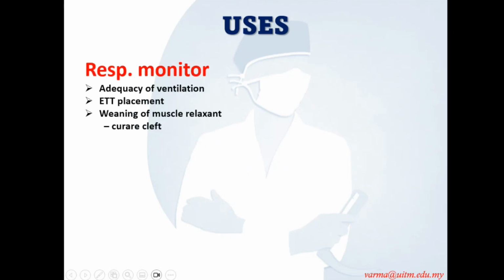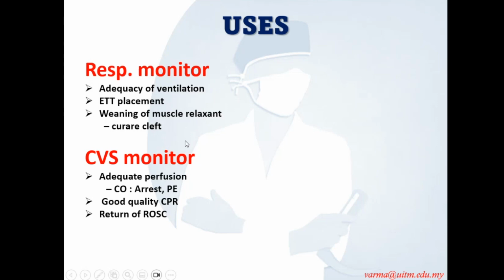So the uses: first is a respiratory monitor, adequacy of ventilation. If the EtCO2 is high, PCO2 is high, we know the patient is not getting adequate ventilation; the elimination of CO2 is not good. Next, for ETT placement, to confirm whether it is endotracheal or esophageal, whether it is correct placement or not, or the ETT is kinked, not positioned well, or dislodged, all of that can be shown. Weaning of muscle relaxant: we showed the curare cleft. The patient is being ventilated, suddenly there is a curare cleft, that shows the patient is waking up.